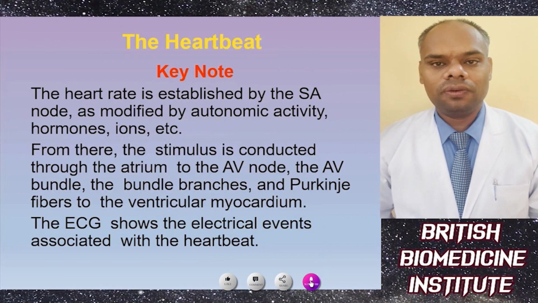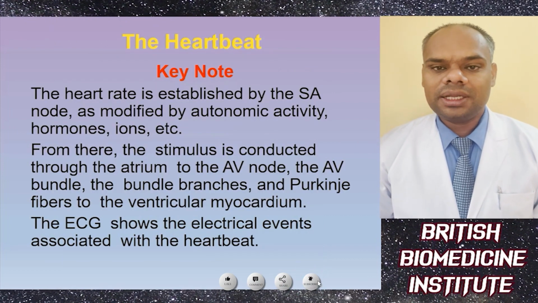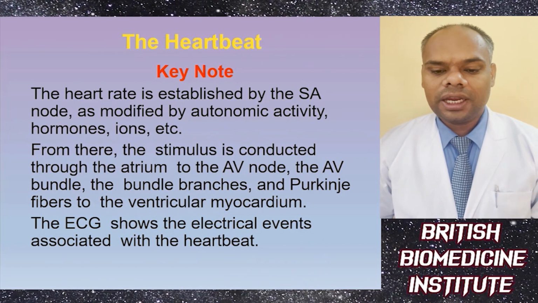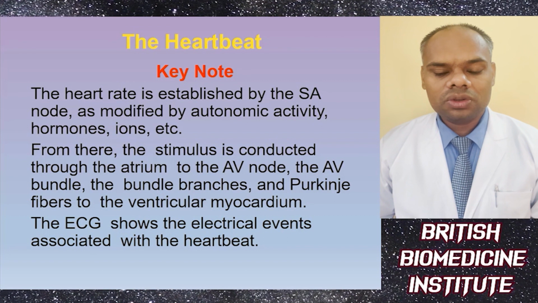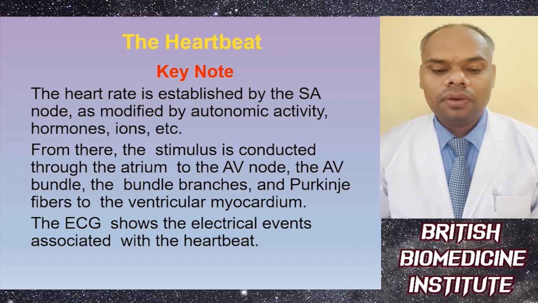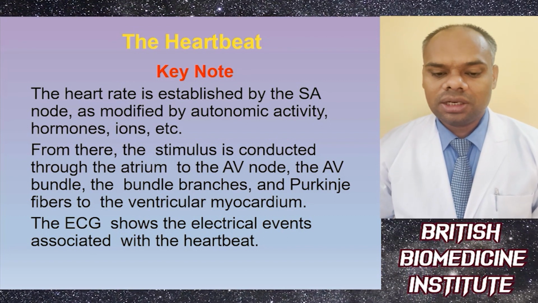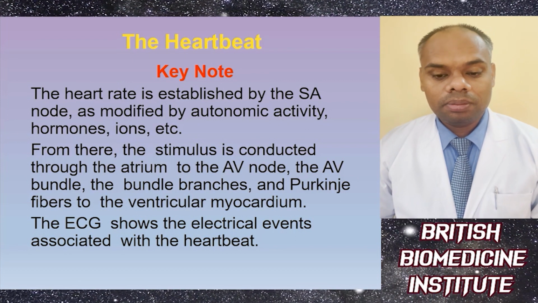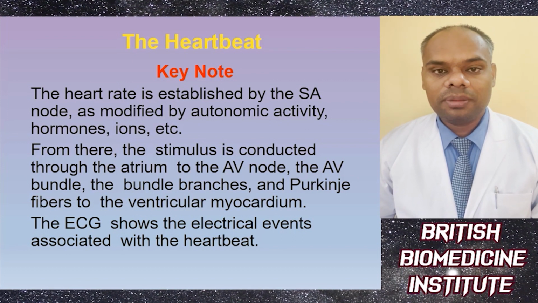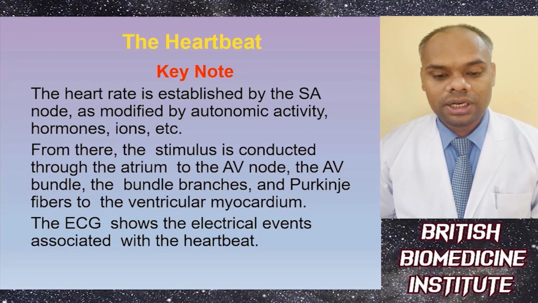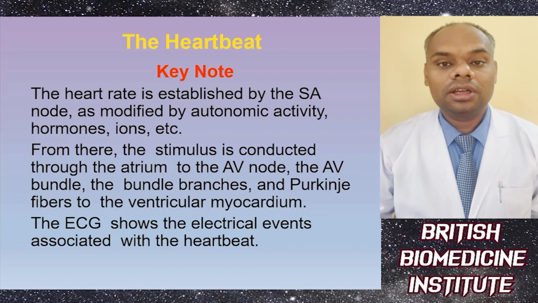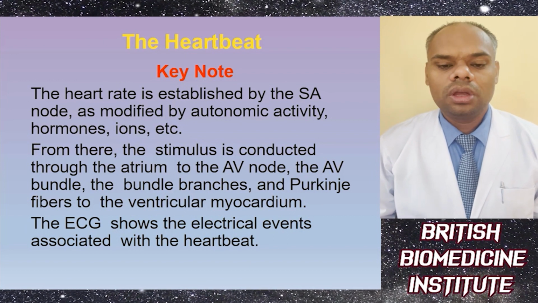So the keynotes for the heartbeat are: the heart rate is established by the SA node as modified by autonomic activity, hormones, ions, etc. From there, the stimulus is conducted through the atrium to the AV node and the AV bundle, the bundle branches and the Purkinje fibers to the ventricular myocardium. The ECG shows the electrical events associated with the heartbeat.